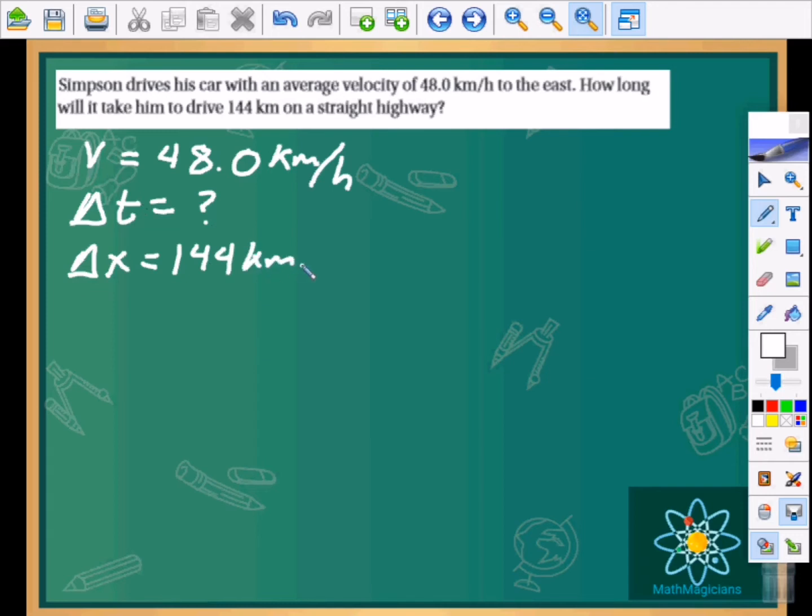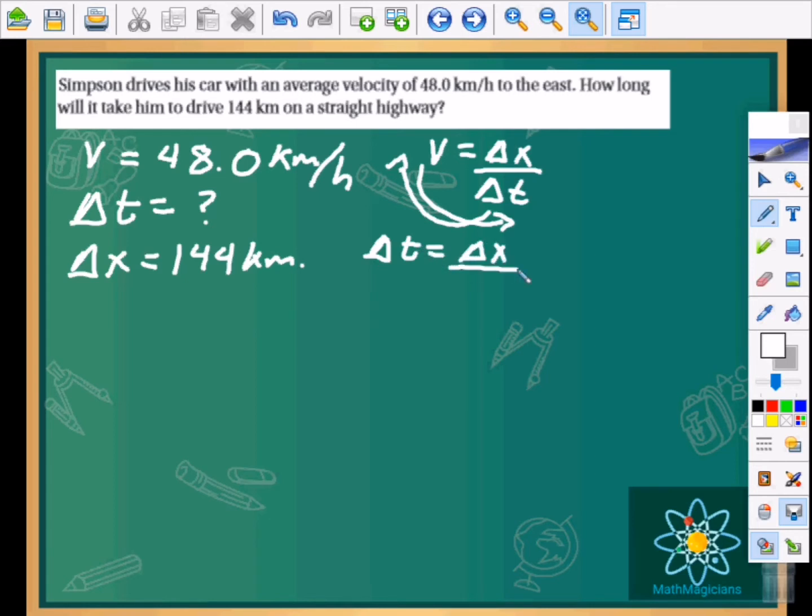Okay, now we're looking for time. Our formula says our average velocity is equal to our change in x over our change in time. If I am looking for my time, I just switch these variables, so my time is equal to my change in x over my velocity. Then you substitute: time is equal to 144 kilometers over the average velocity, 48.0 kilometers per hour.